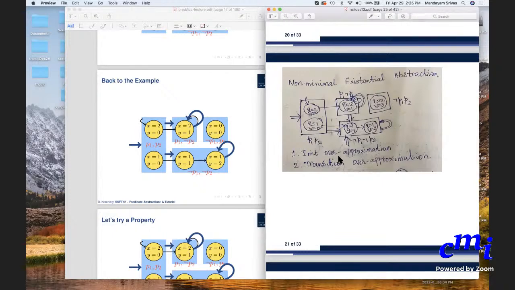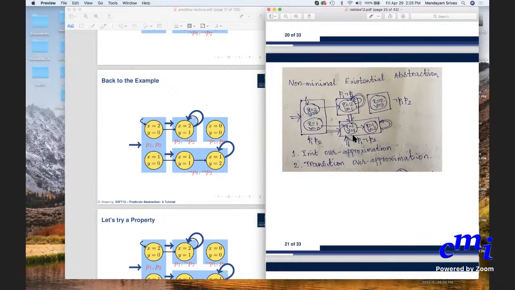Reduce it. So this is a non-minimal existential abstraction. Why? Can anybody guess? There is an extra transition from P1, not P2 to not P1, not P2. That is right. There was an extra transition, so this transition is not required. And I've also added willy-nilly this abstract state to be an initial state. I could do that.